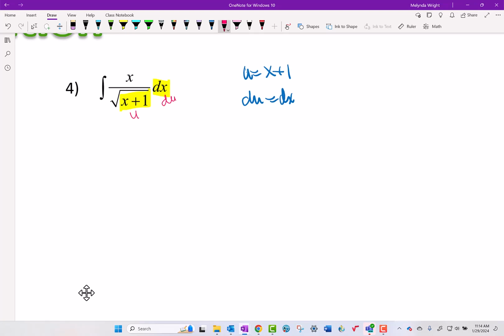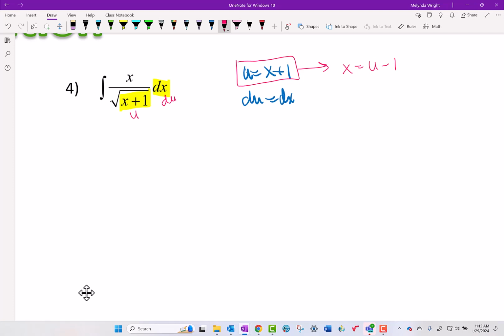Is there something that we haven't dealt with? Yeah, the x. We haven't dealt with the x. This is the type of problem I'm talking about that's called algebraic substitution. So we are not allowed to change part of the integral and not all of it. So what we do is we take our original substitution right here, and we solve it for x. So x is going to be u minus 1.